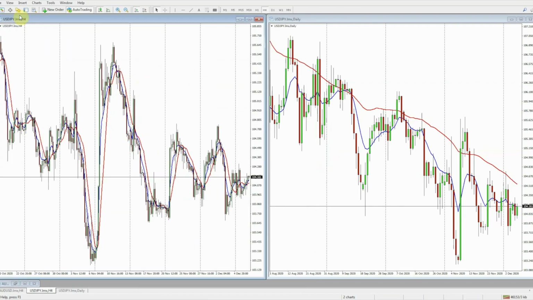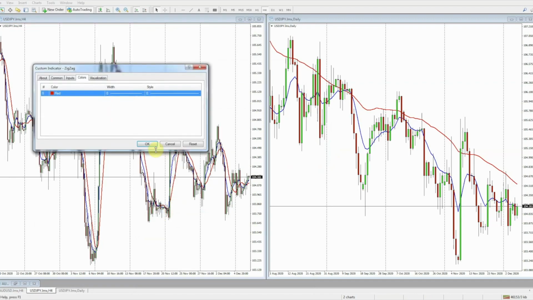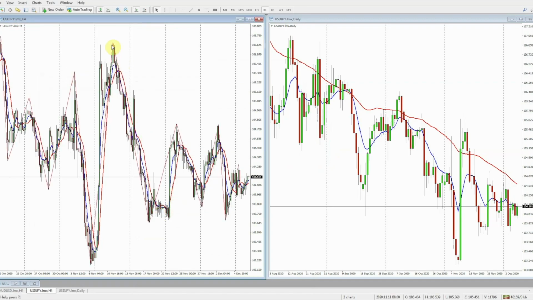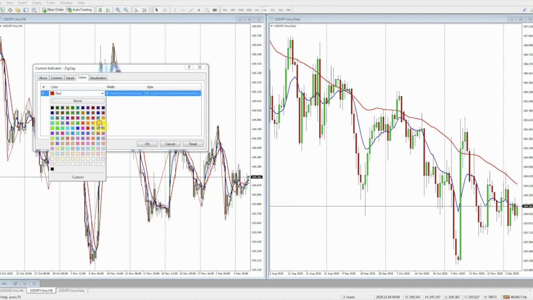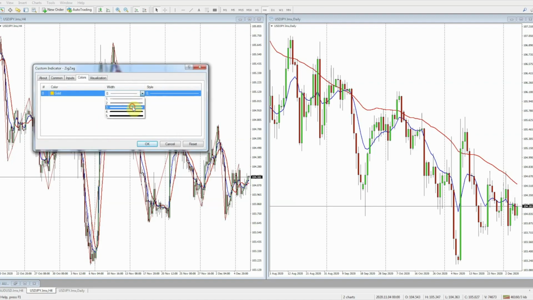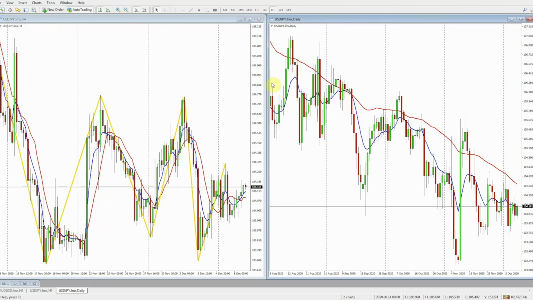So we click on the chart, go to Insert, Indicators, Custom, Zigzag, press OK. You can see the zigzag here, but we can right click, Zigzag Properties. Instead of having it red, we'll have it gold. Make the line a bit thicker so we can see it more. And zoom in so we can see that.